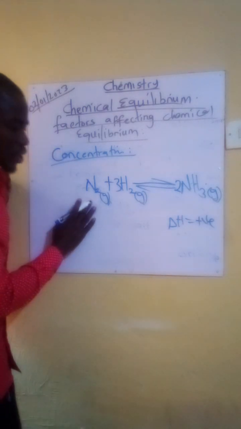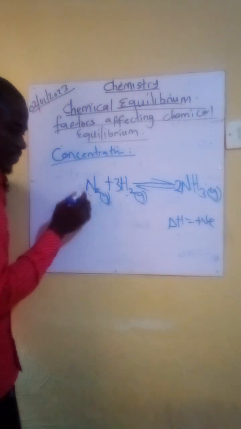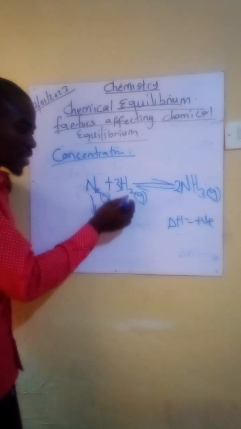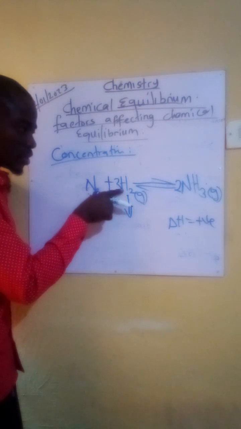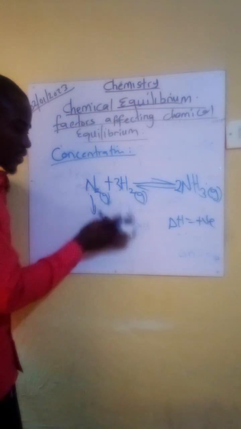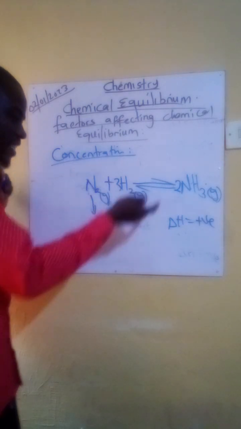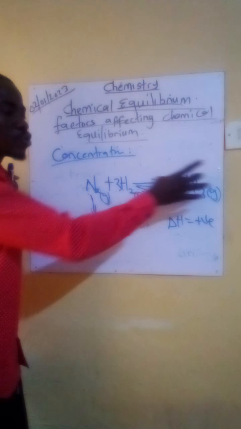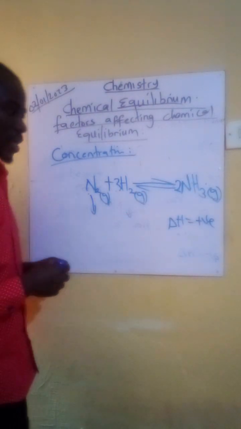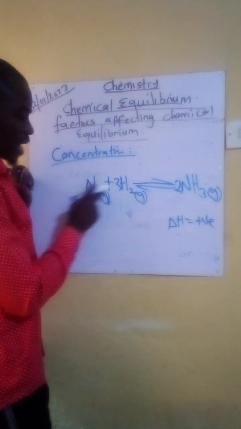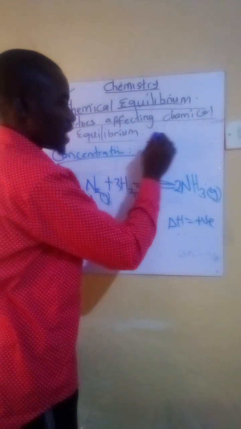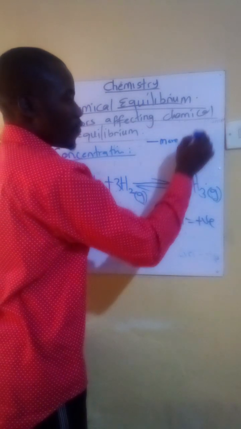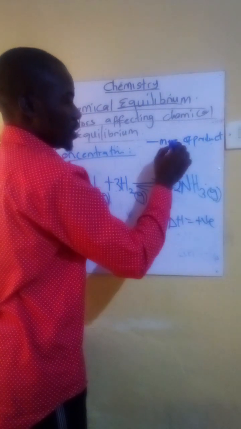Anytime you increase the concentration of any of the reactants, either you increase the concentration of nitrogen, that means you are putting more nitrogen. Anytime you increase the concentration of hydrogen, that means you are putting more hydrogen. Either of the two. Anything that will make you increase the concentration of any of the reactants will always tend to produce more of the product. These are the likely things that happen: more of product is formed.